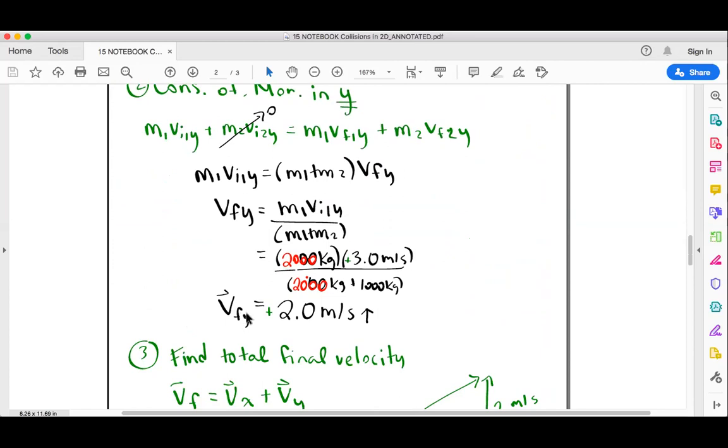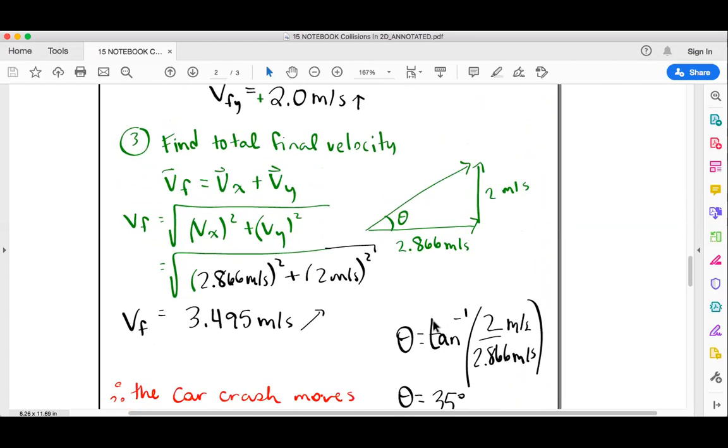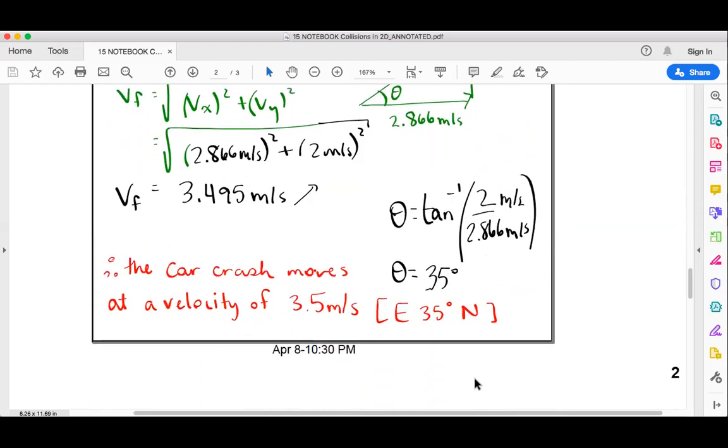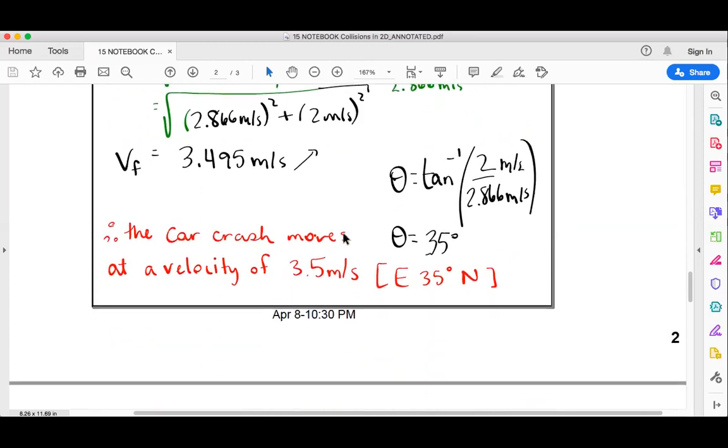So we have the vertical component of that final velocity of the crash also solved. And as we did with any vector component questions, you have to put the X and the Y together at the end. We do that using Pythagorean theorem and tan inverse to solve for the angle. So our final answer is that our car crash moves at a velocity of 3.5 meters per second at an angle east, 35 degrees north.